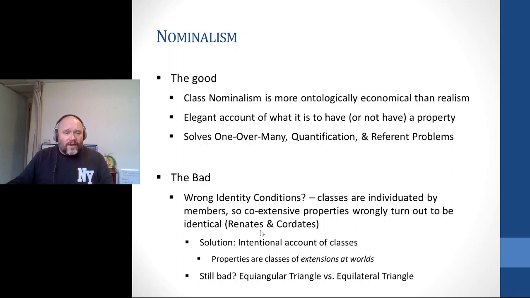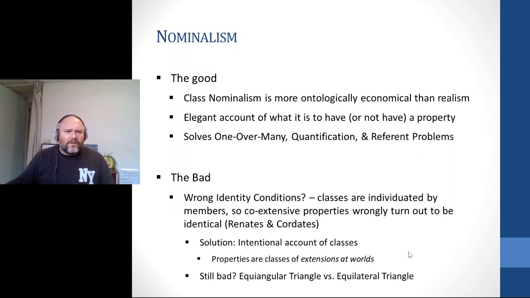So we have renates. Renates are things that have kidneys, so they have renal systems. Contrast that with chordates. Chordates are things that have hearts. They have chordal systems. Now as it happens, just as a funny fluke of biology, everything that has a kidney has a heart, and everything that has a heart has a kidney. That is, these two properties, these two classes, have the same extension.